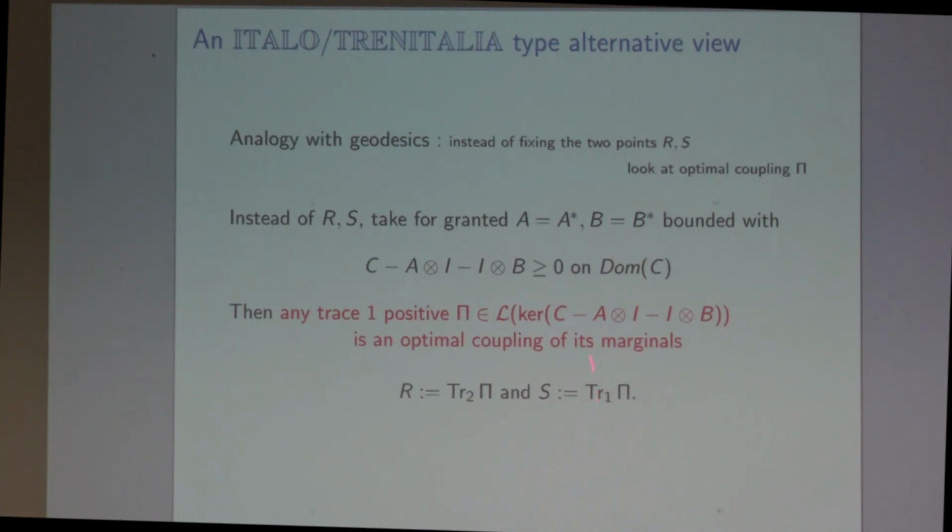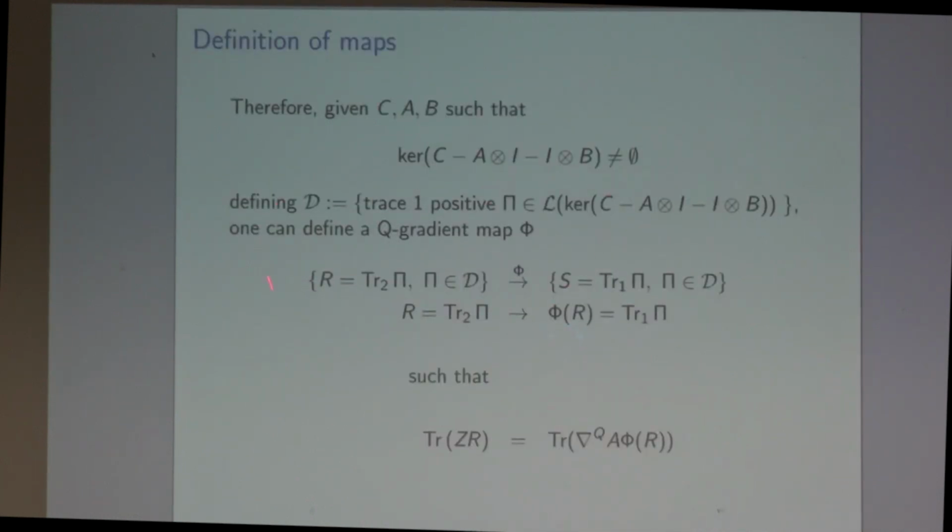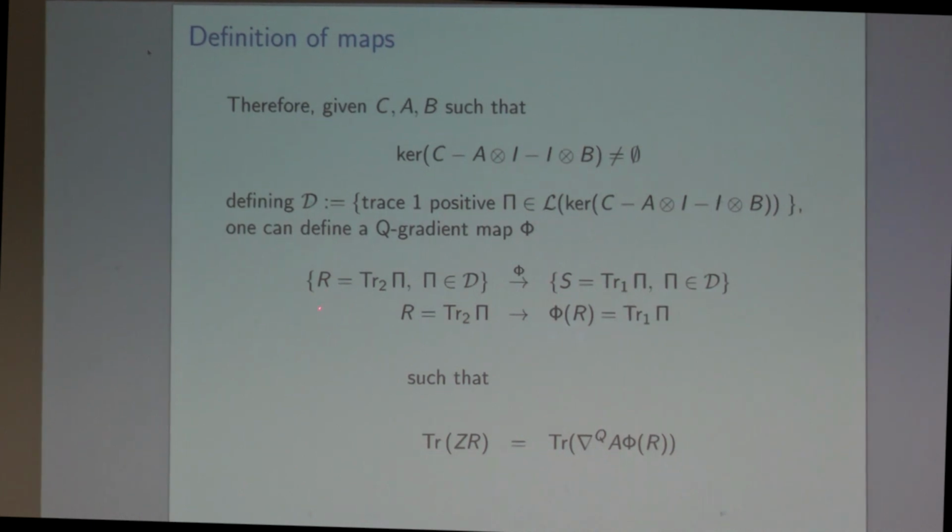This means that you can define, in fact, with respect to this, a mapping which starts from R, which is the first marginal, and ends up at S, which is the second marginal. And this is why I wanted to say it like this. You define a mapping which goes from any density matrix, which is a trace with respect to the second variable of a pi which belongs to this kernel, and sends you to S, and you have this property.